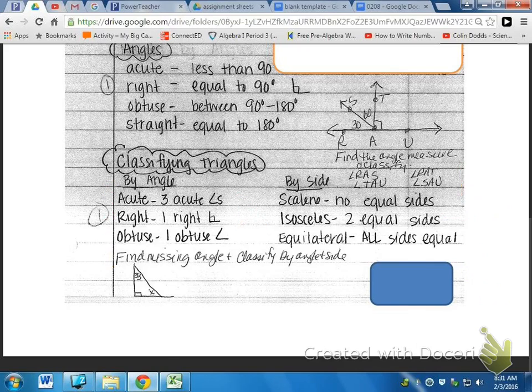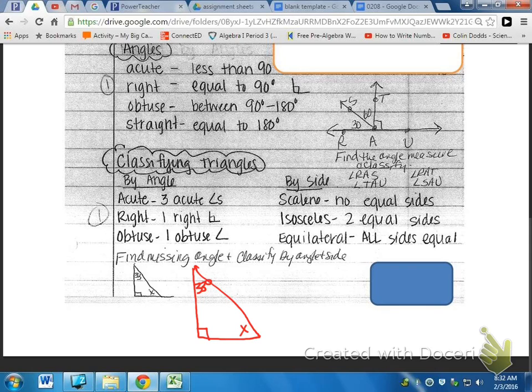Okay, we've got one example. It's this triangle here at the bottom that is not drawn very well. I'm going to make it a little bit bigger just so you can see it. Here we go. It says find the missing angle. Looks like there's a box here, there's 33 degrees up here, and there's an X here. It says find the missing angle and classify by angle and side.